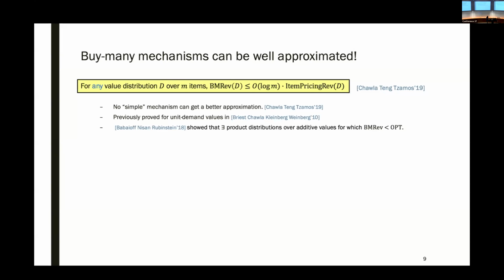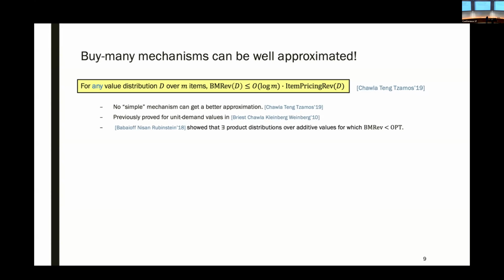Okay, so it turns out that for a single buyer setting, if you have a single buyer with a combinatorial value function, there's a simple mechanism that always approximates the optimal buy-many revenue for this buyer within a factor that's logarithmic in the number of items, and no matter what the value distribution of the buyer is. Okay, so all we need to say is that there are M items for sale, and item pricing approximates the optimal buy-many revenue for this buyer.